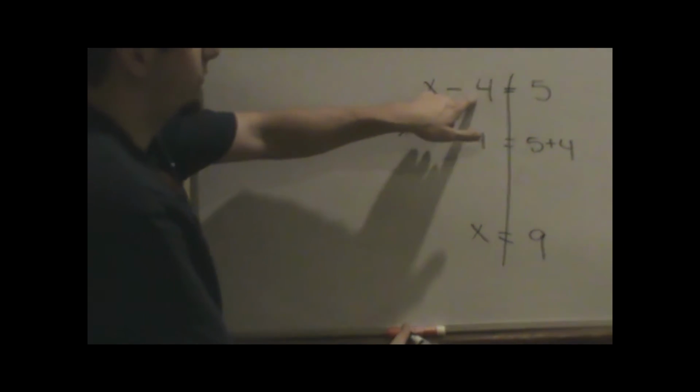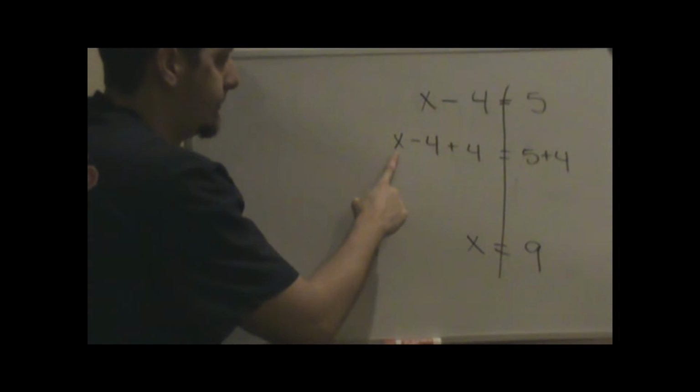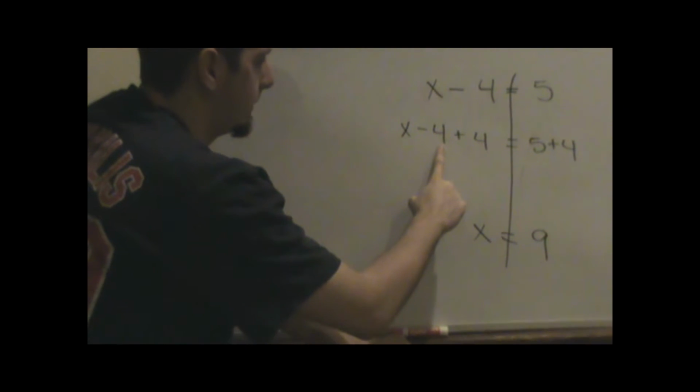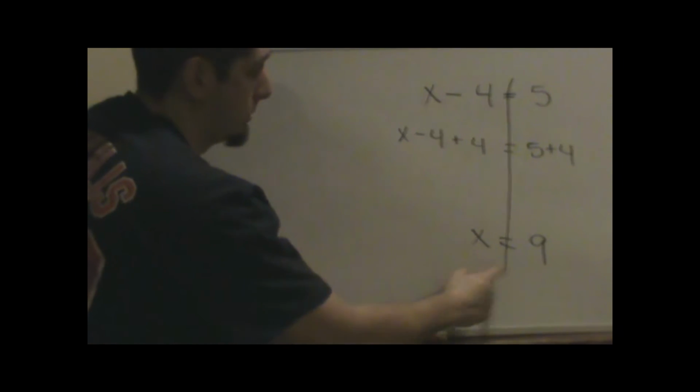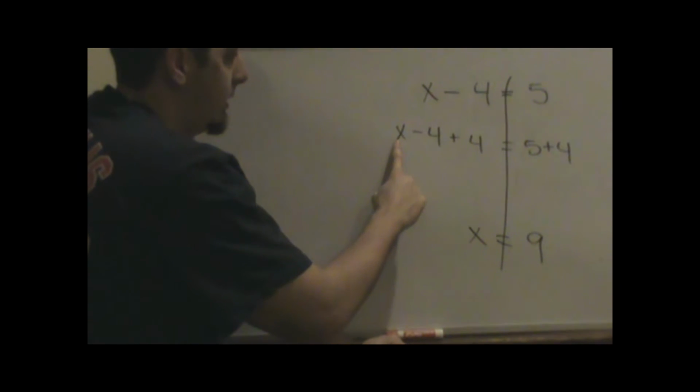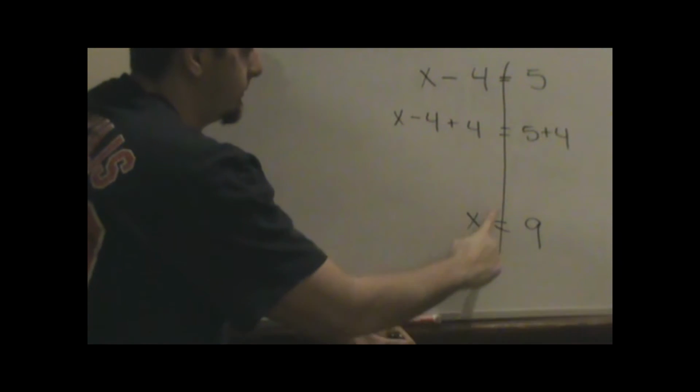And 9 minus 4 is 5. Now again, if you pick a number, you minus 4 from it, then add 4, you end right back up at that number. So let's take the 9 for example. 9 minus 4 is 5. Plus 4 is 9.